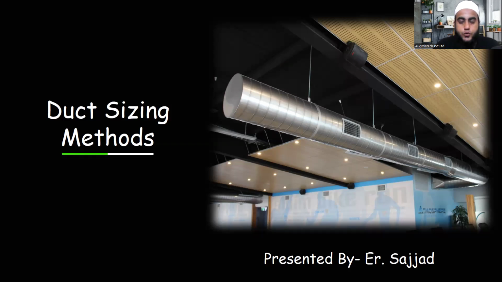Today the webinar is on which topic? Duct designing method, all of you know. You can also say duct sizing method. All of you know that we have three types of duct sizing methods or duct designing methods. What are they? First is the equal friction method. Second, velocity reduction method. And third one is the static regain method. These three methods we have to discuss here in detail.